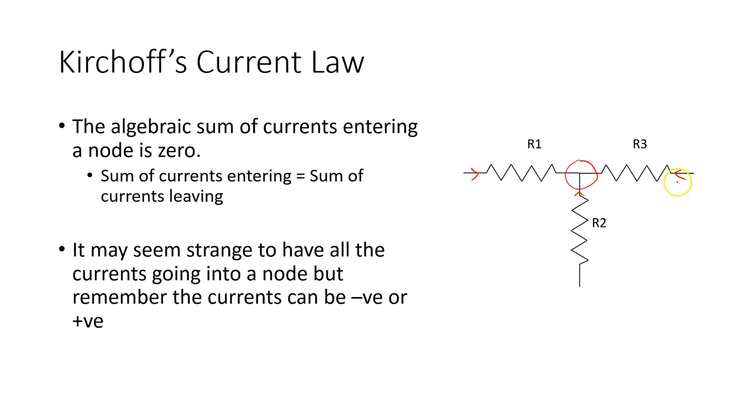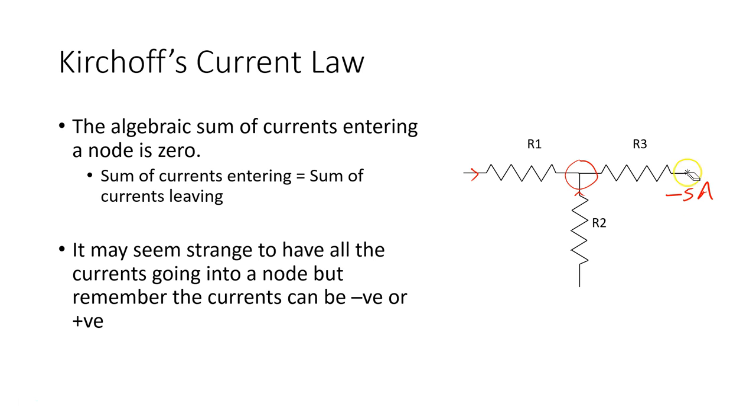Now typically if you draw all the currents going in like we have done here, that confuses students a little bit, because you think, how could all the currents enter the node? Where is it going? So you have to remember that some of these currents could be negative. In reality, if I have, say, 5 amps in this direction, it could also be represented as minus 5 amps in the opposite direction.